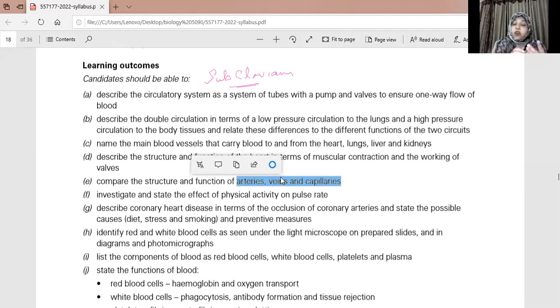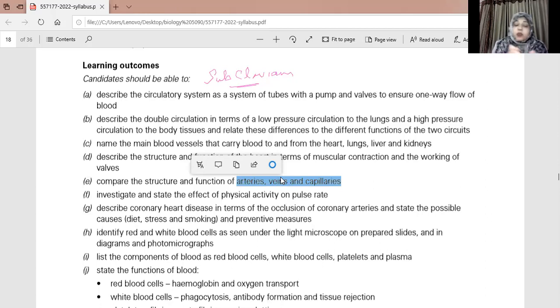Arteries and veins, when we are talking about arteries and veins, the basic difference between them is related with the lumen, their outer wall, and their valves. Arteries are without valves, veins have valves. Second point is arteries have thicker walls to withstand the pressure, whereas veins have normal or less thick walls.